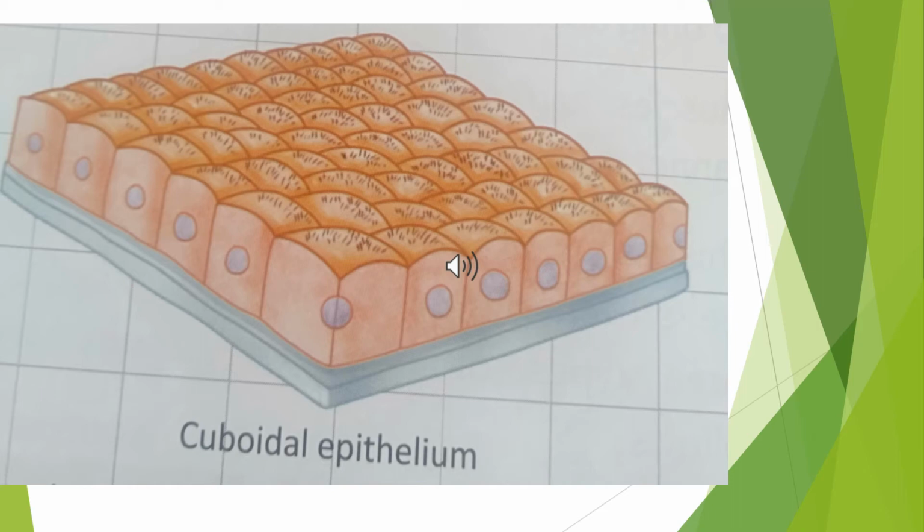Look at the picture. This is columnar epithelium. Columnar is composed of a single layer of tall cells with round to oval nuclei at the base. It lines the digestive tract from the stomach to the rectum. An example is the inner lining of the intestine.